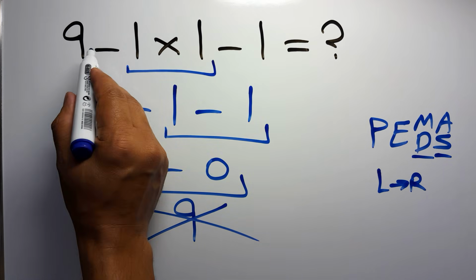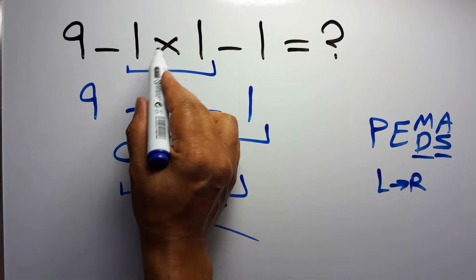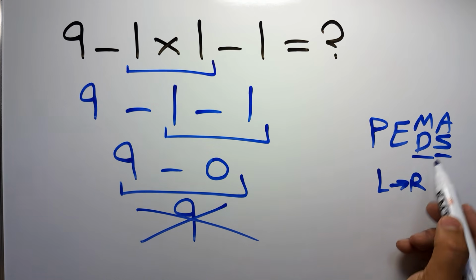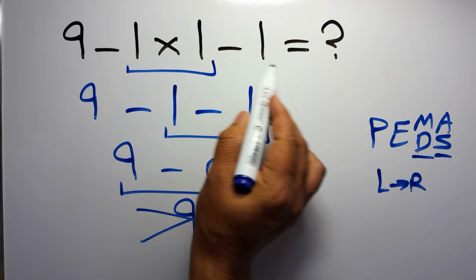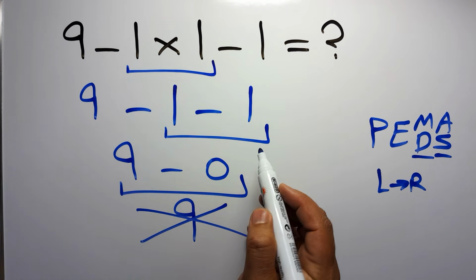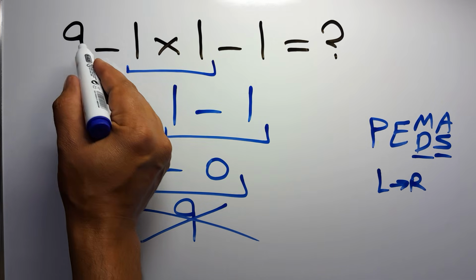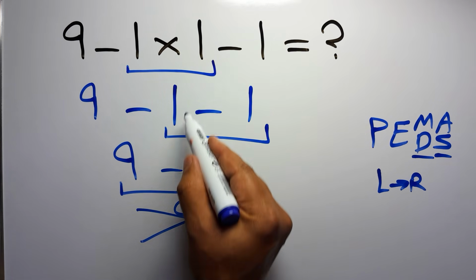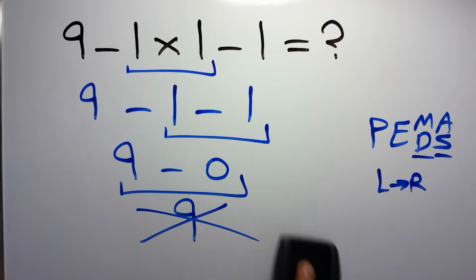In this expression we have 2 subtractions and 1 multiplication. According to PEMDAS, multiplication has higher priority than subtraction because multiplication comes before subtraction. And when we have more than 1 subtraction in an expression, we have to work from left to right. So therefore, first we have to do this multiplication, then this subtraction, and finally this subtraction. If we do this subtraction before this subtraction, it is wrong.